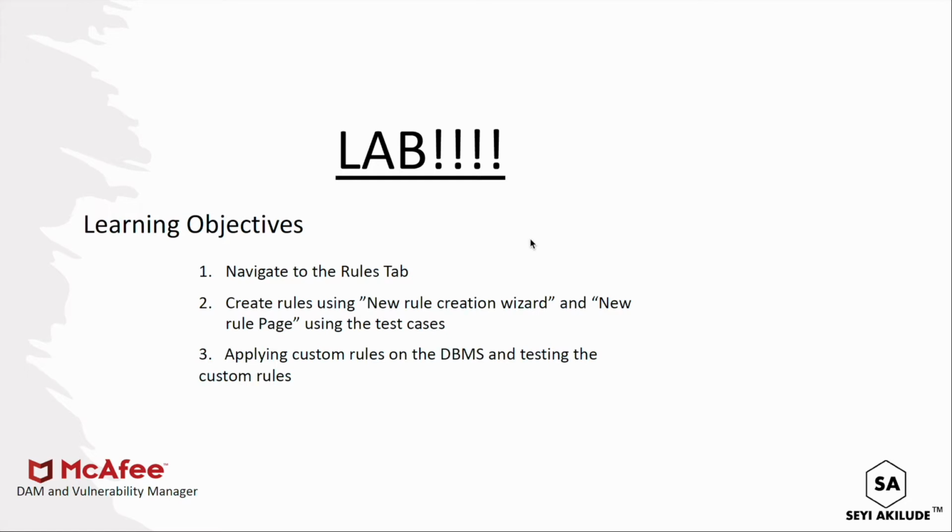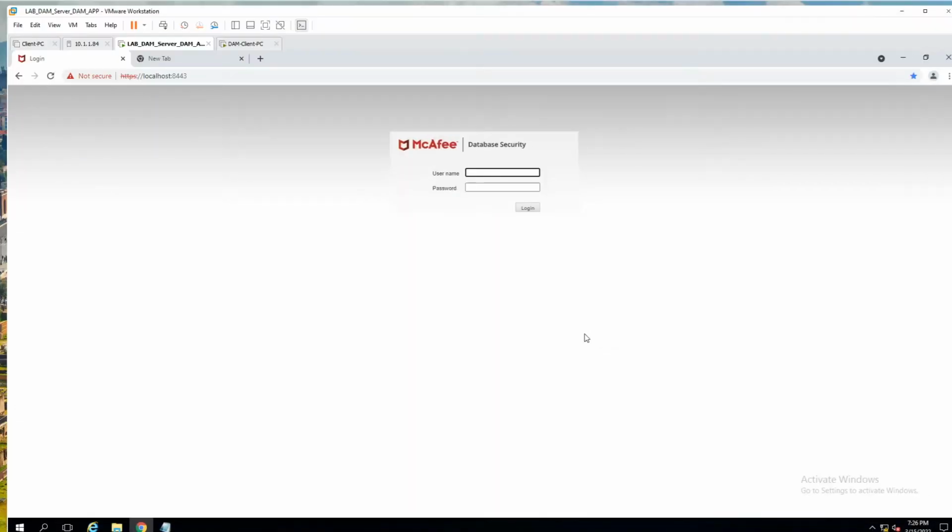That rule tab has everything you need to use when it comes to creating the custom rule. And also we'll be creating the rules using the rule creation wizard, and also the new rule page using our test cases. Also we'll be applying the custom rules on the DBMS and also testing those rules. So alright, with all of this overview that has been provided, now let's move into our labs.